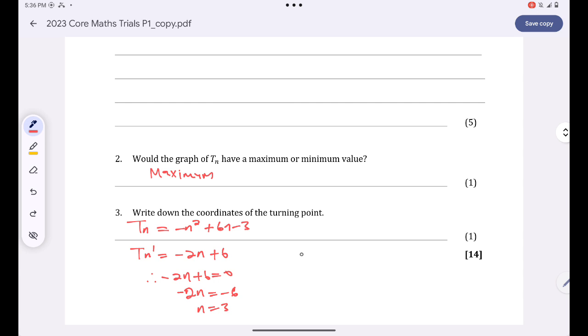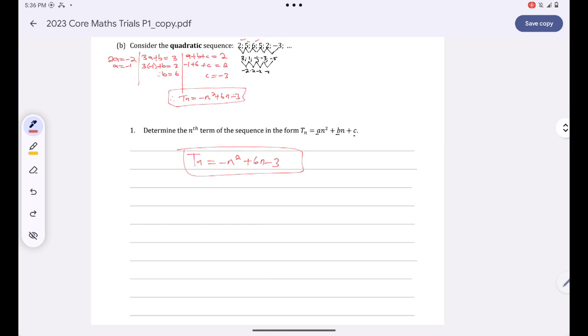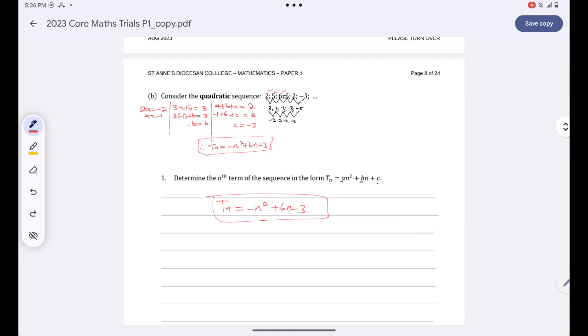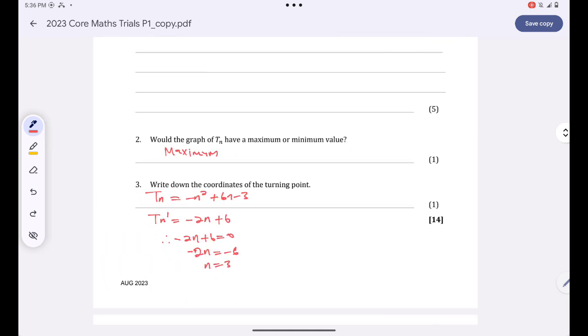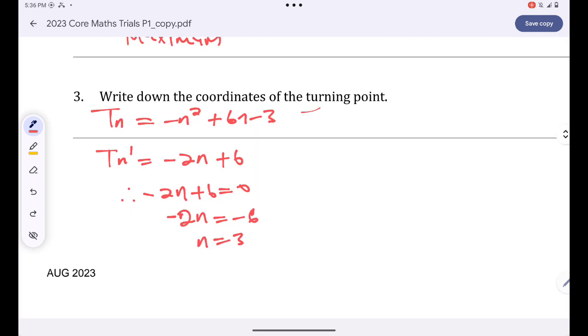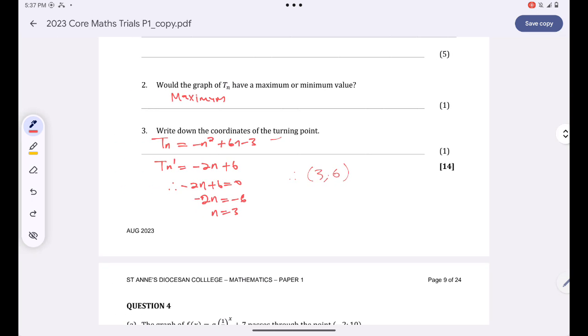Are you together? When n is equal to 3, the corresponding y value will simply be equal to 6. You will substitute into the original equation there. So the coordinates of the turning point, I simply have 3 and 6. That's how, guys, we're supposed to tackle the third question over there.